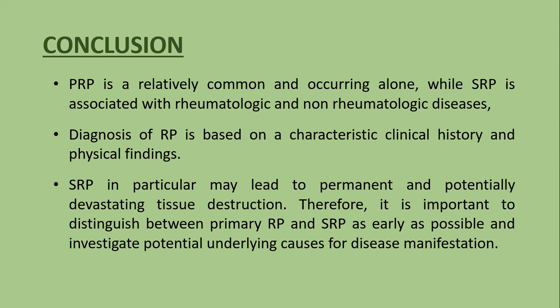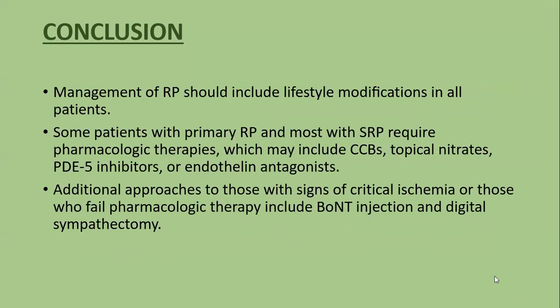So the biphasic or triphasic color changes are seen in primary, not in secondary, while all the other changes in the digits are seen in secondary Raynaud's phenomenon. Secondary Raynaud's phenomenon particularly leads to permanent and potentially devastating tissue destruction. Therefore, it is important to distinguish between primary and secondary Raynaud's phenomenon as early as possible and investigate the potential underlying causes and disease manifestations.